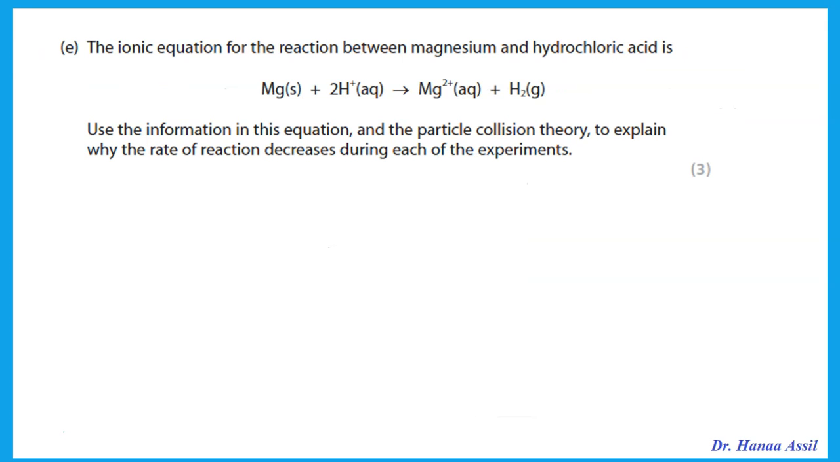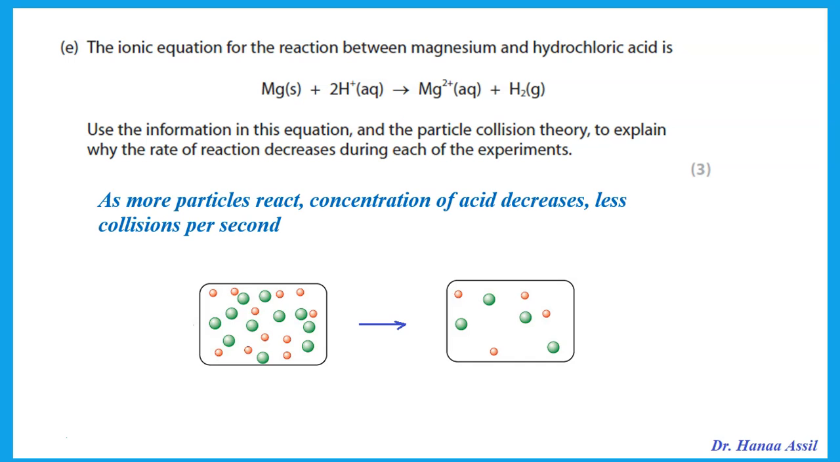The ionic equation for the reaction between magnesium and hydrochloric acid is this. Use the information in this equation and particle collision theory to explain why the rate decreases during the experiment. As we do an experiment, any experiment, you should know at the beginning the rate is fast, and then it slows down. Why is it slowing down? Remember that as the reaction proceeds, the particles are being used up. So the concentration is decreasing and there are fewer collisions per second.